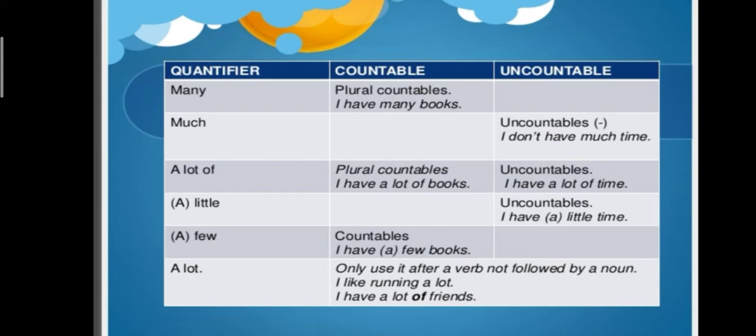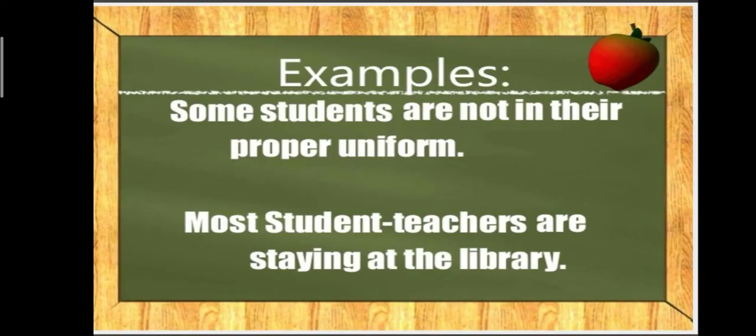A lot or a lot of. Only use a lot after a verb, not followed by a noun. That is for a lot. And if we are using a lot of, we have to use a plural countable noun, right? I like running a lot. I have a lot of friends.